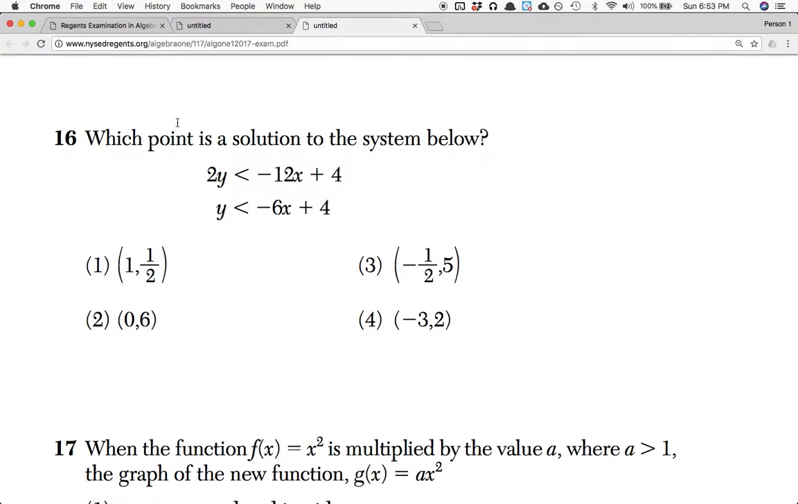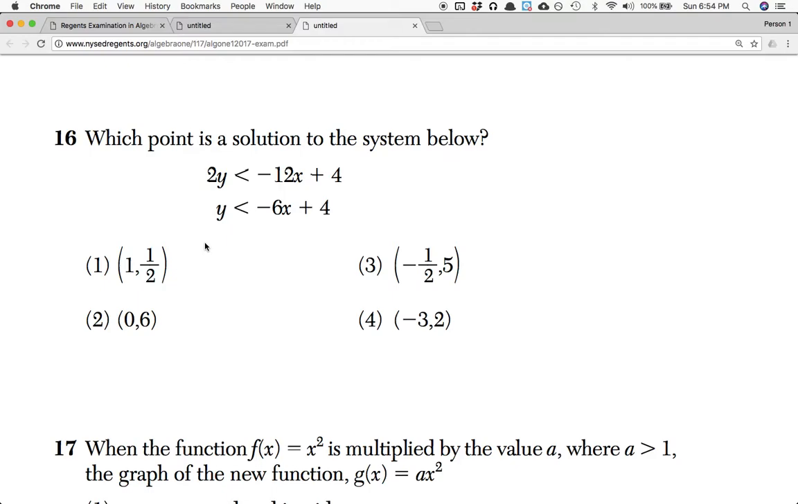Question 16. Which point is a solution to the system below? All right, so I'm trying to check for these two, which point works for both of them. Now, I could try moving the 2 over, divide both sides by 2, and throwing this into the calculator and checking that out. The problem with that, though, is I've got some half numbers here. I think I just want to do this one by hand. So let's go ahead and take a look at that.